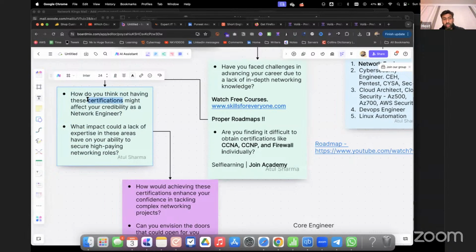I'm not saying this is the only problem. Maybe you are not applying to jobs. That is also a problem, right? But if you are applying to jobs and still you are not getting calls, it means the problem is in your resume. Because your resume does not highlight that you are a certified guy.